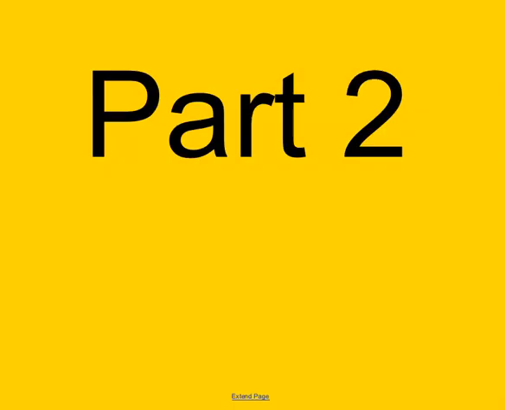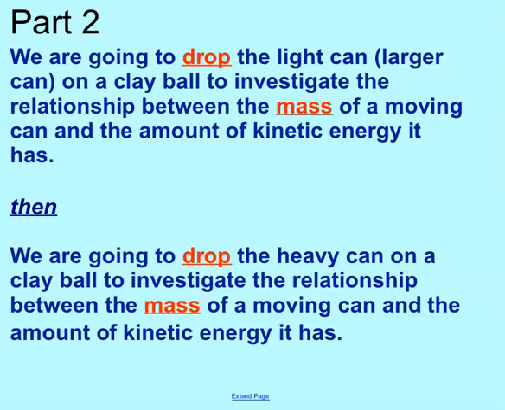So now let's take a look at part 2. Again, you're not actually going to do the lab, but we're going to talk about it. In this one, we're going to drop the light cans. We have 2 different cans. We're going to drop the light can onto that Play-Doh ball. Then we're going to drop the large can. We're still going to go from 30 centimeters. We still have a 30 millimeter Play-Doh ball.